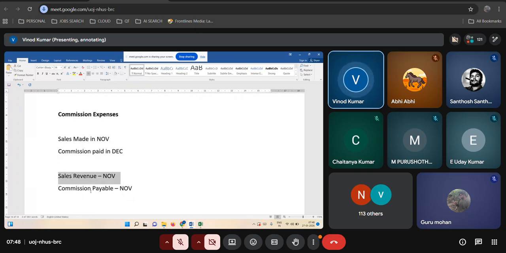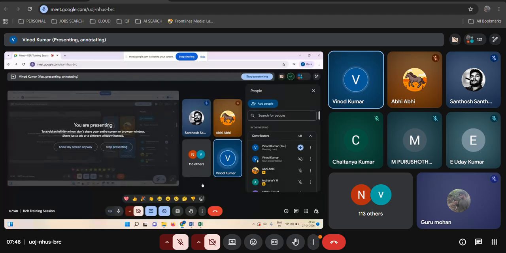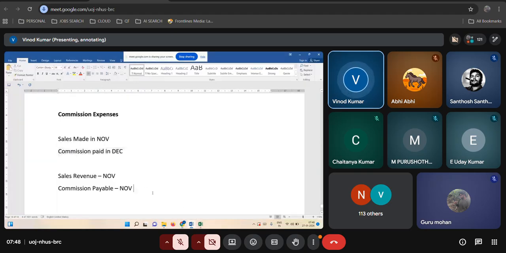If you make a sale, what is the expense incurred for that? We need to recognize it in the same period. We should not say that since we are going to pay in December, we will record these expenses in the month of December. That is not the matching concept, guys. Recognizing revenue and expenses in the same accounting period is called the matching concept.